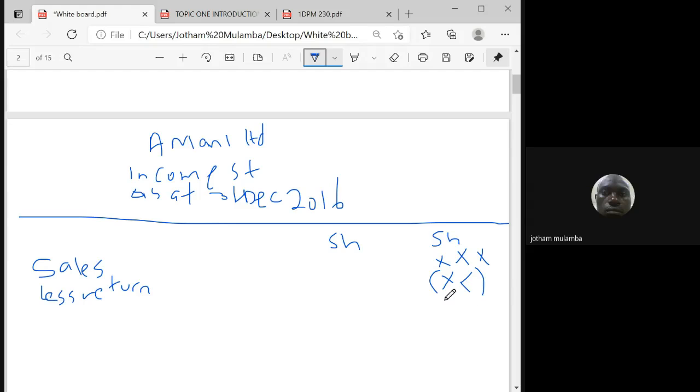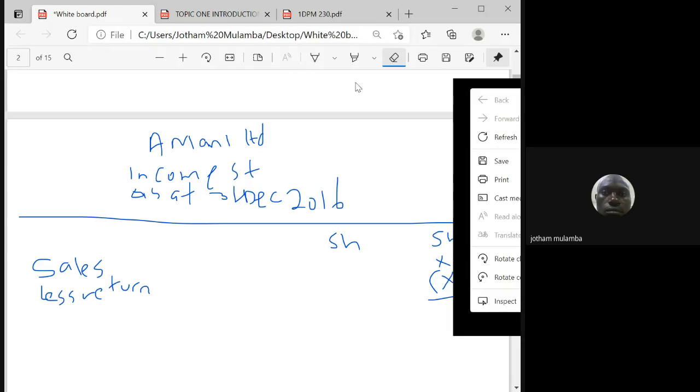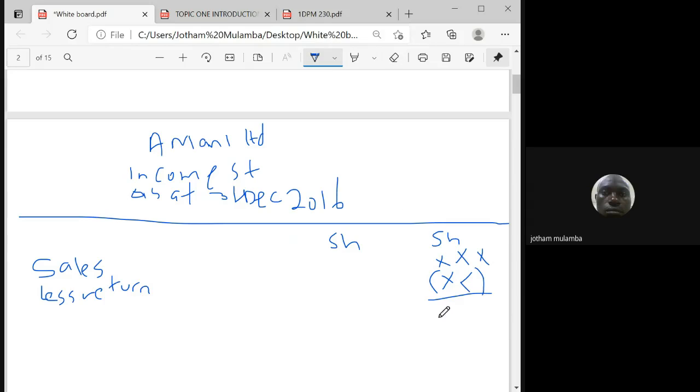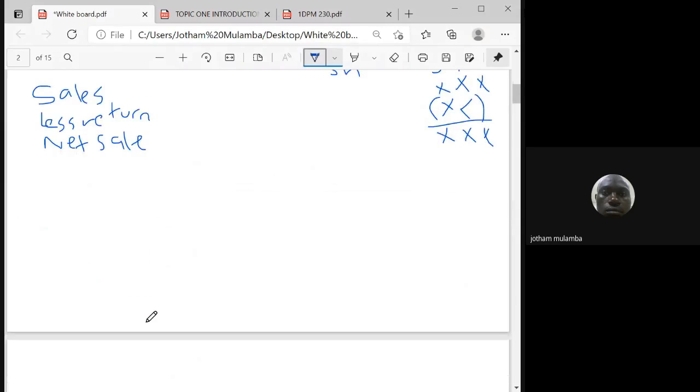So when we subtract that, the figure we get here, we refer to it as net sales. That means the amount of money we made in sales, we less the things that we sold and were returned back to us. So to get net sales.